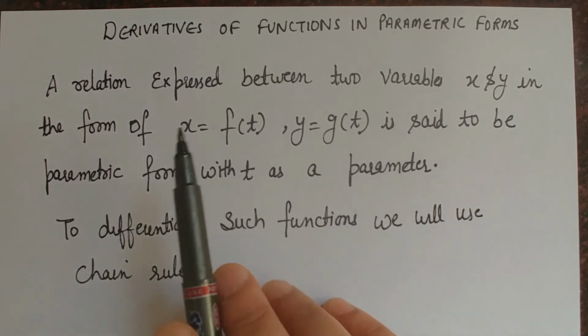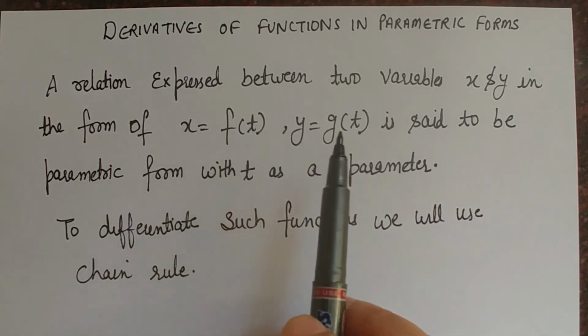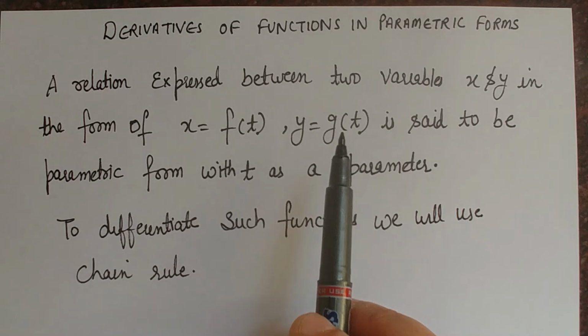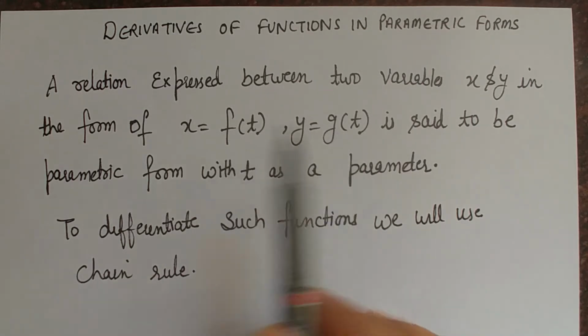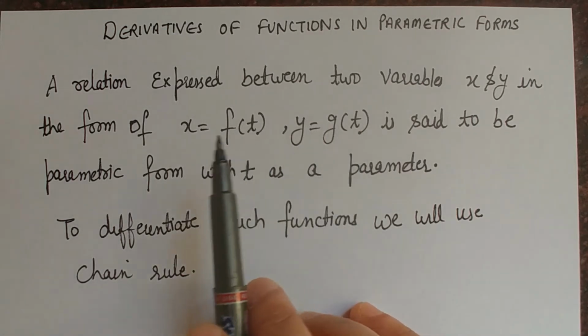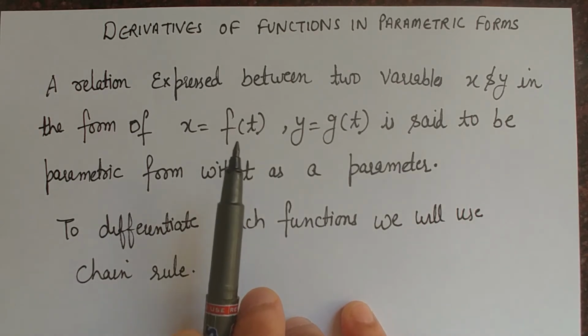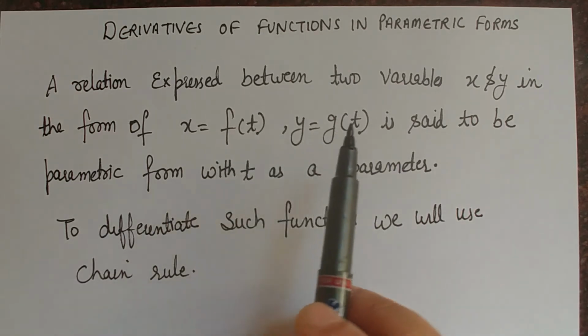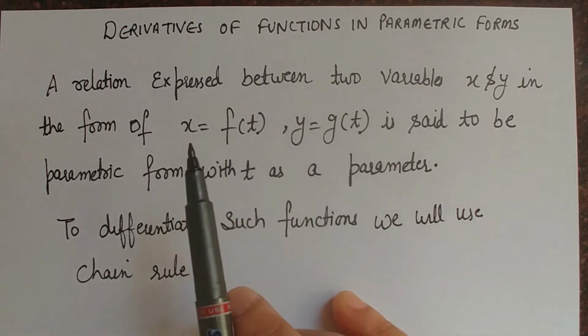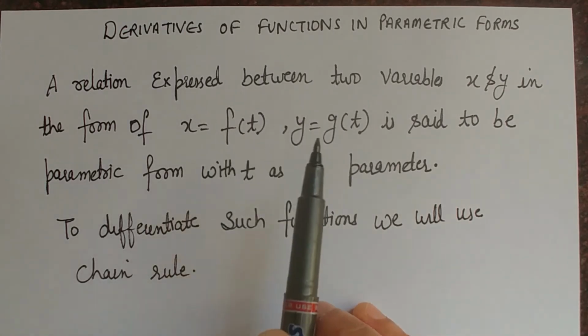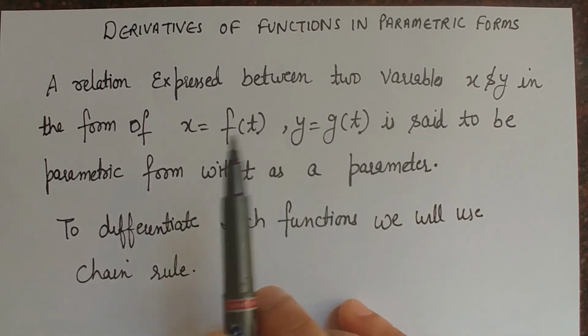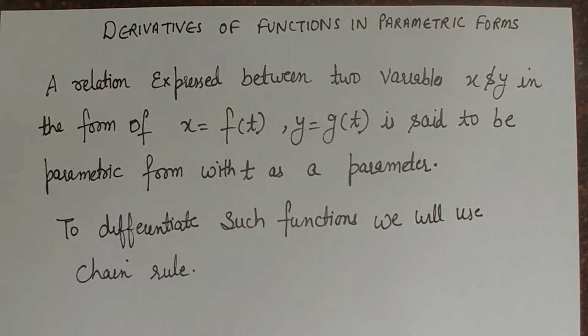Like if x is equal to sine t and y is equal to, say, t square. So two different functions, but x is in the form of t, and y is also in the form of t. Or if x is in terms of s, then y should also be in terms of s. So this is called the parametric form.